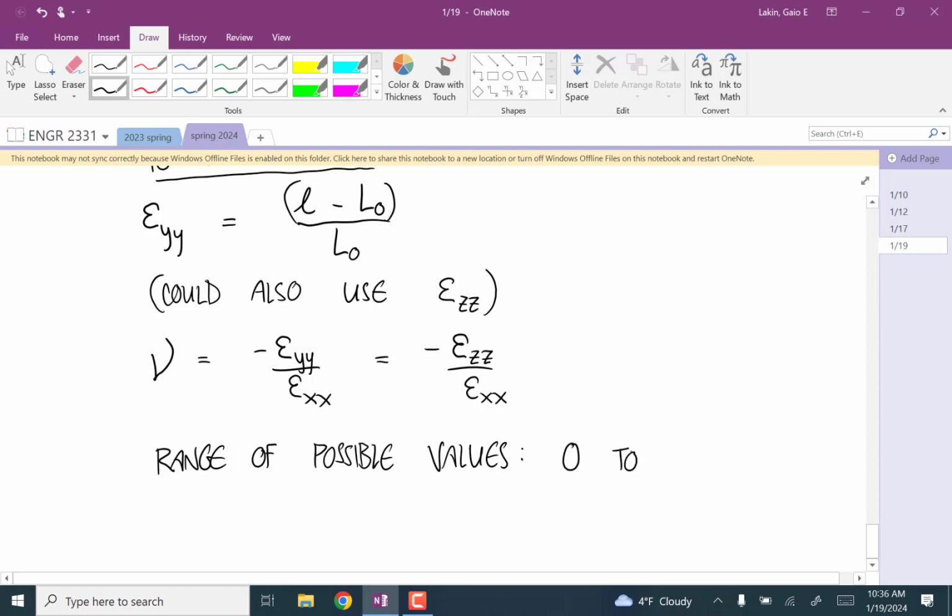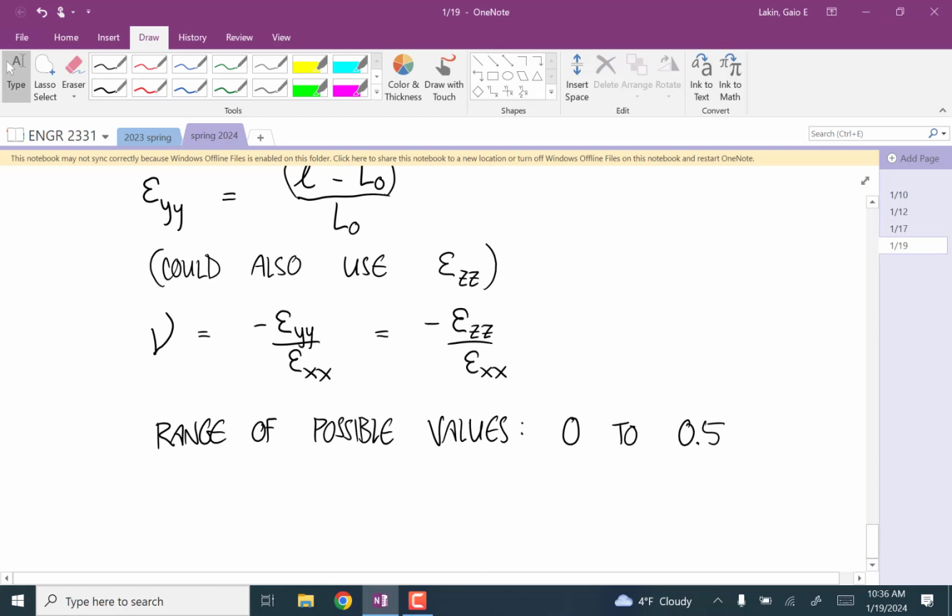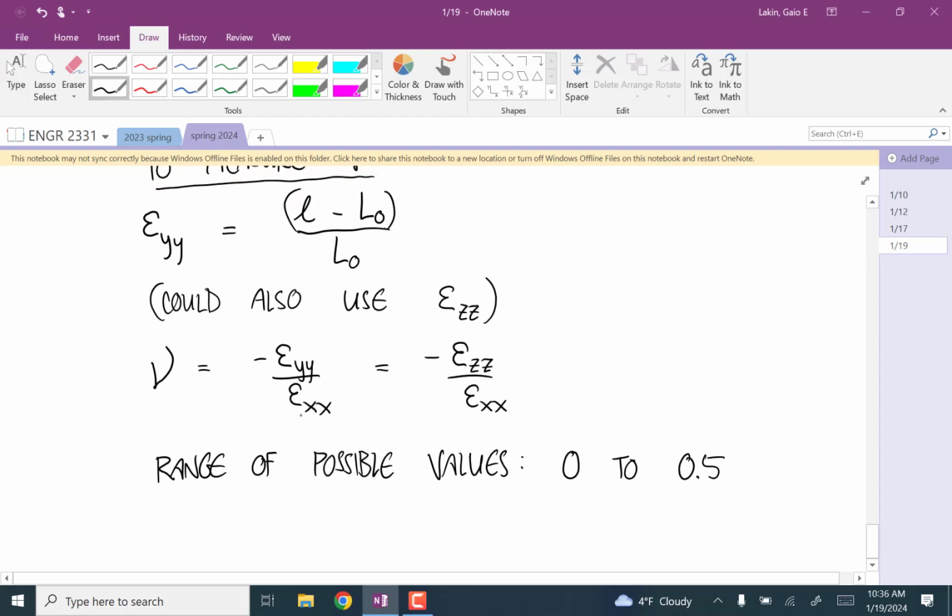And that's 0 to 0.5. Why the negative sign? Because these are always going to be in the opposite direction from each other, so it's just to get a positive value for Poisson's ratio. Because what this is measuring is, if you push on something, it bulges out, okay? And if you pull on something, it sucks in. We're pulling on this thing, so it's going to suck in. So we're going to have a positive value of strain in the loading axis direction and a negative value of strain in the two off-axis directions. Okay.